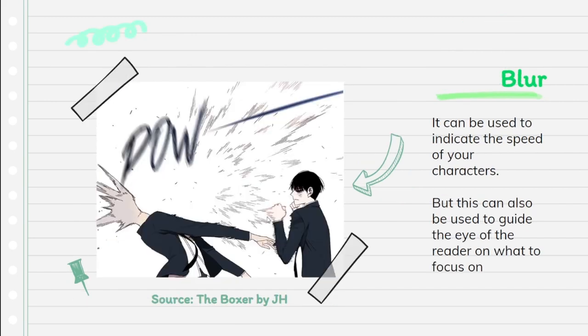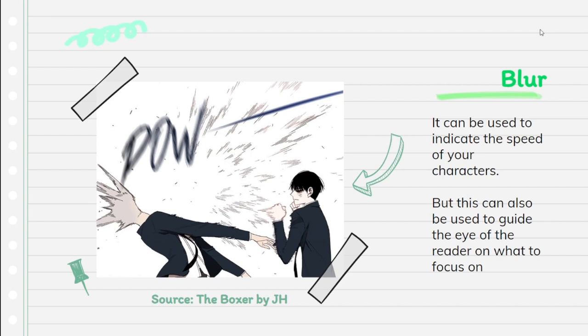Next, finally, is blur. Sometimes speed lines aren't enough to show speed. You want it to be so fast that even the camera can't track it properly. This is where motion blur comes in. Motion blur can be done in many ways. Some use smearing, some use additional lines, or even differences in color. In the example shown on the left, it's still The Boxer by JH, and it's the hand that's shown there. It shows how fast the punch hit and retracted.